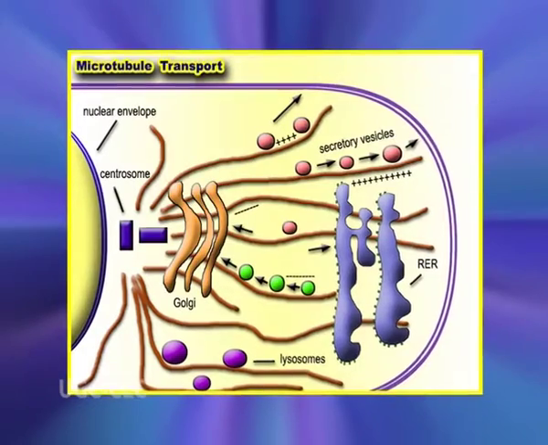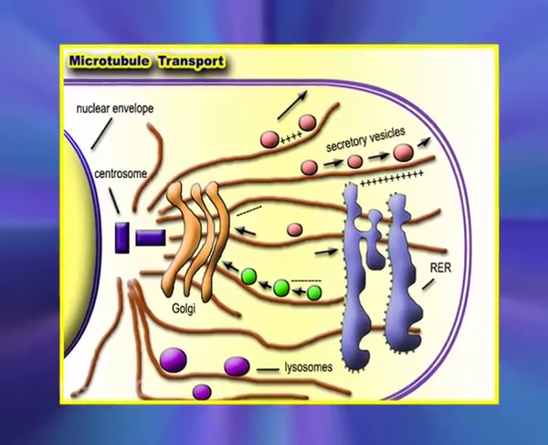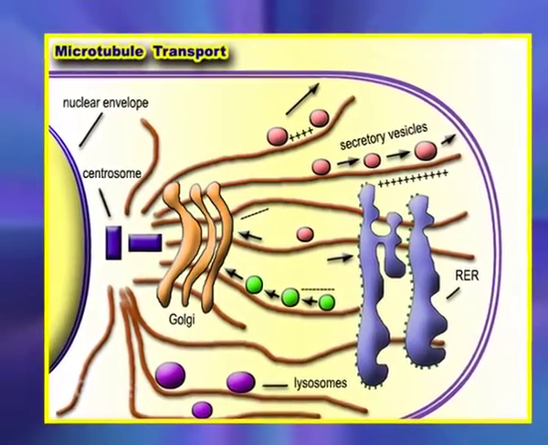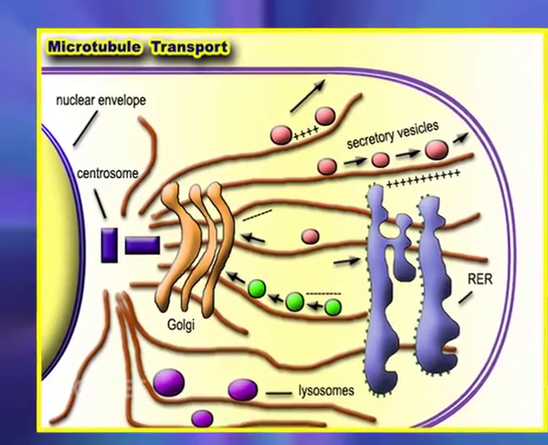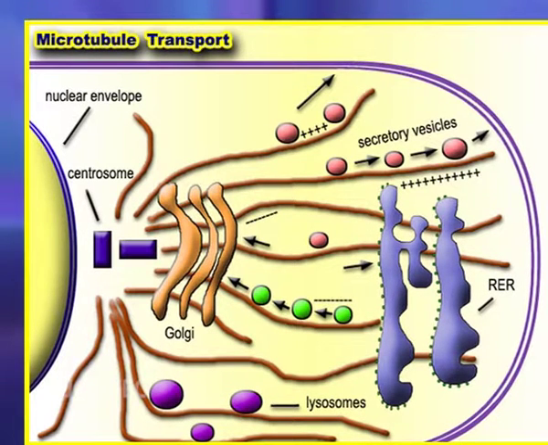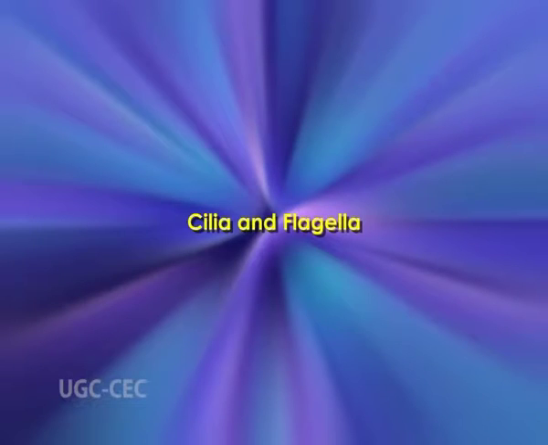The transport of membrane vesicles and organelles in both directions can be visualized along axon microtubules by video-enhanced microscopy, where kinesin and dynein carry their cargoes to and from the tips of the axons respectively. Now friends, we will study cilia and flagella.